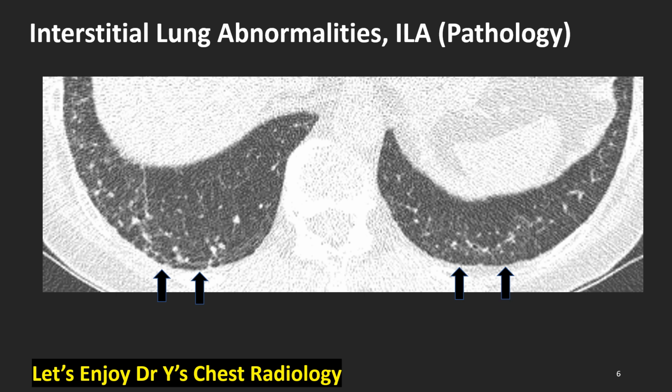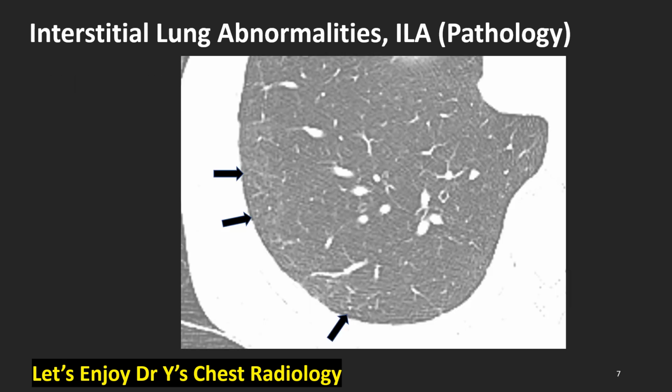Interstitial lung abnormality, pathology. Arrows indicate interstitial lung abnormality in the posterior portion of both lower lobes. Interstitial lung abnormality, pathology. Arrows indicate the site of interstitial lung abnormality in the right lower lobe.